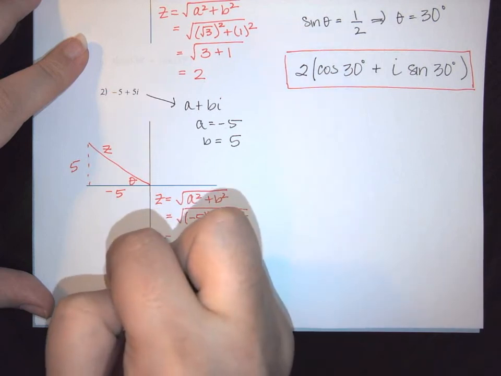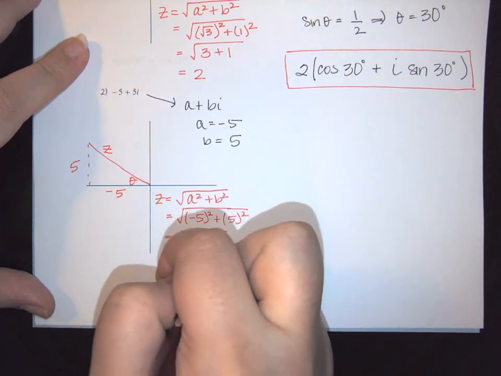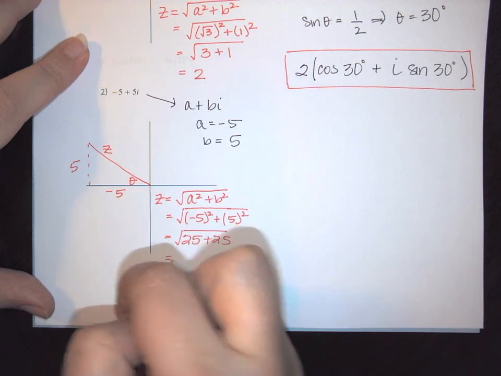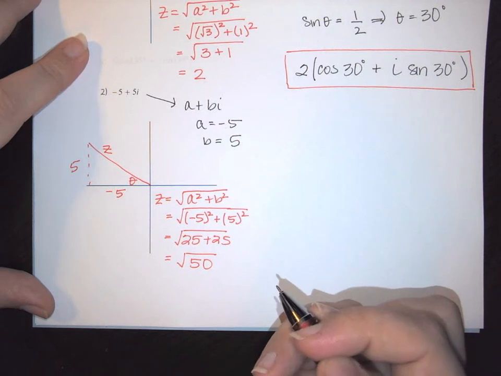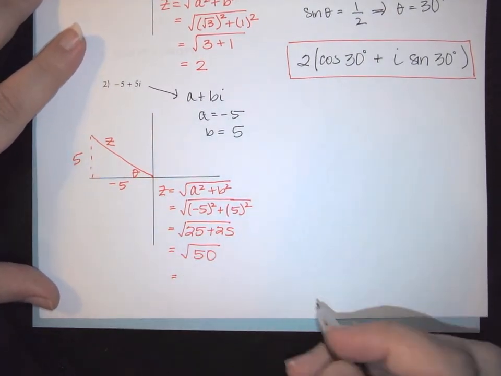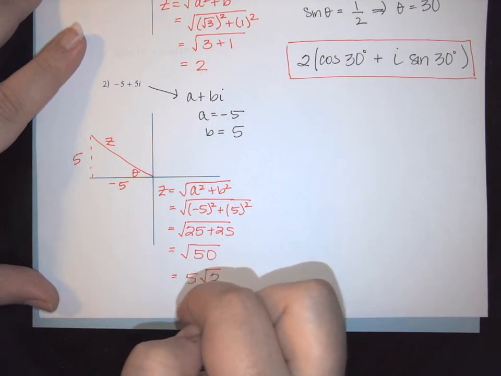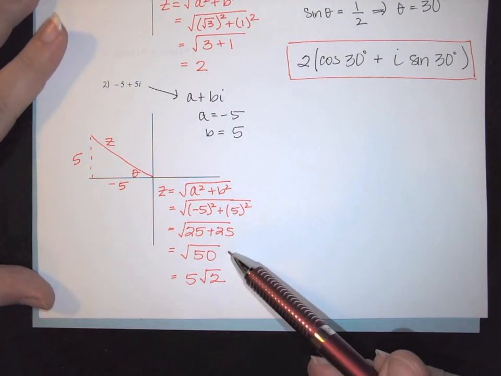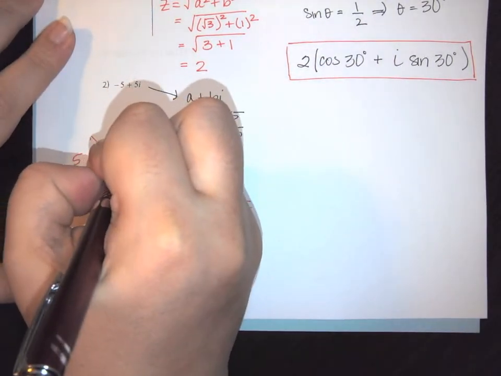So this is going to be 25 plus 25 gives me the square root of 50, which here is going to give me 5 square roots of 2, because you need to reduce this down as far as you can go. So here my z is equal to 5 square roots of 2.